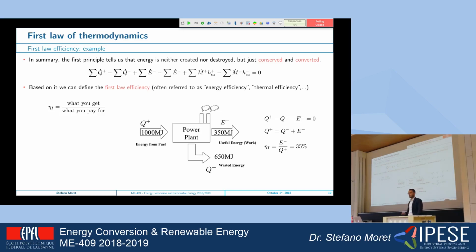If we take the example of a standard power plant, in this case it could be a coal power plant, we have a given amount of energy input from a fuel, which is in this case 1000 megajoule. We produce 350 megajoule of useful work, of electricity or mechanical work, and we waste 650 megajoule of heat. So you see, the application of the first principle is relatively easy. Basically what it tells us is that everything that goes in goes out. So Q plus equals the sum of E minus and Q minus. And the first principle efficiency in this case is 35%.